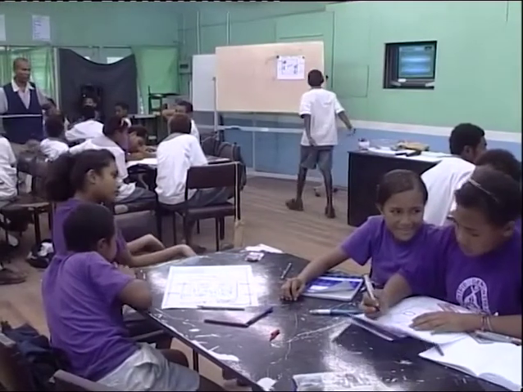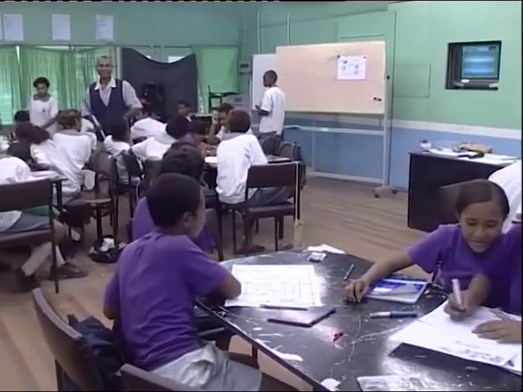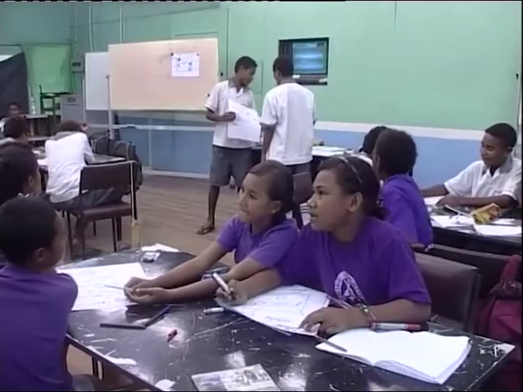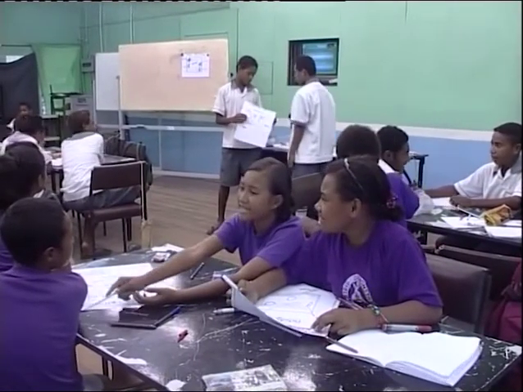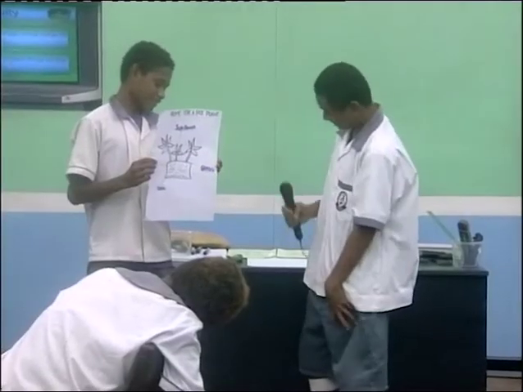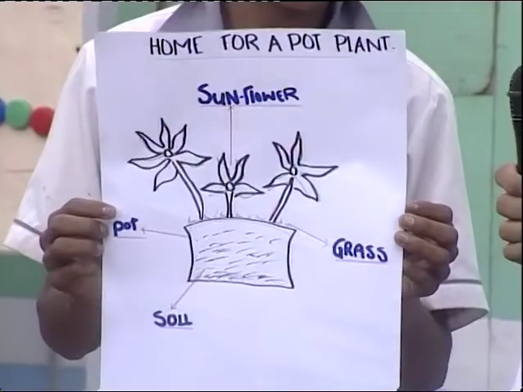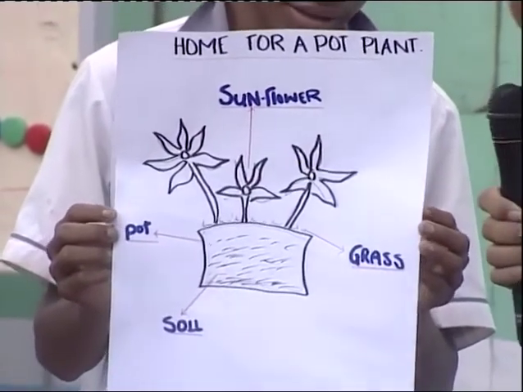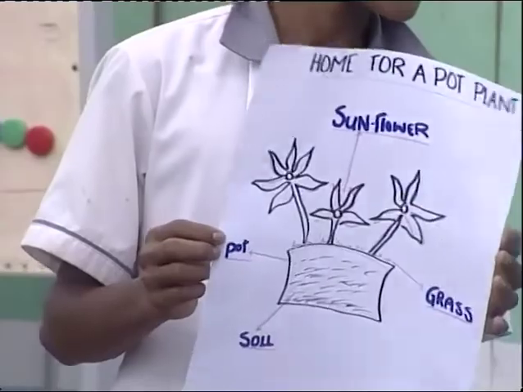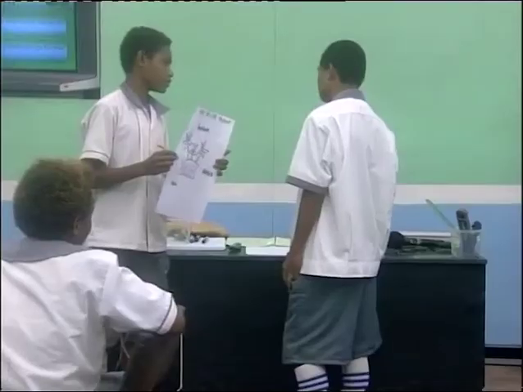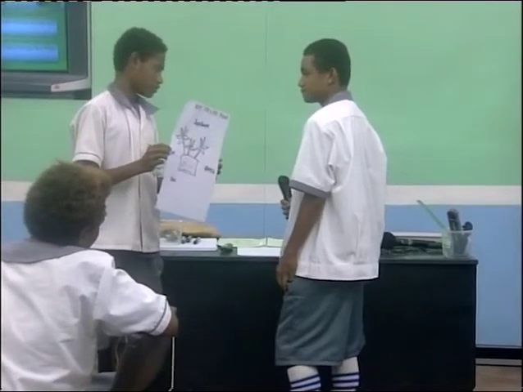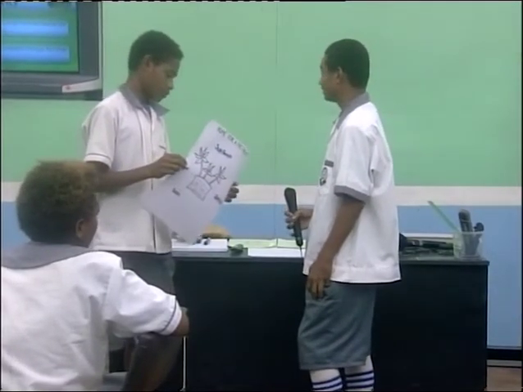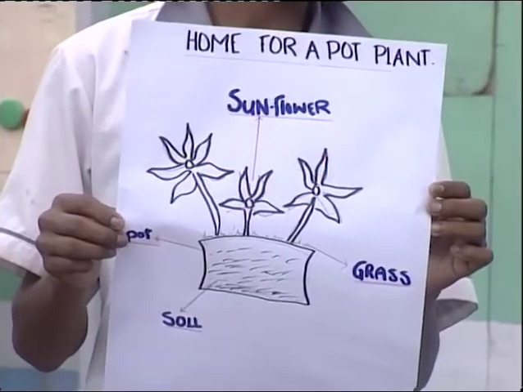Apart from all the groups, one group has planned a different living thing. All right, quickly, others quiet down and listen. Home for a pot plant. Sunflower, pot, grass, soil. Is that what they need? What else do they need? So they have planned a home for a pot plant, which is a sunflower. What does the sunflower need?